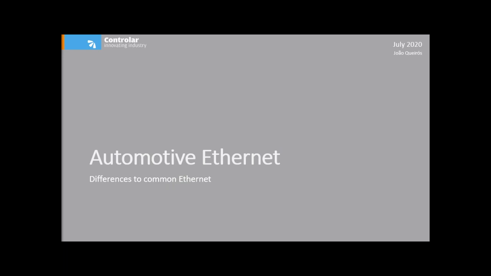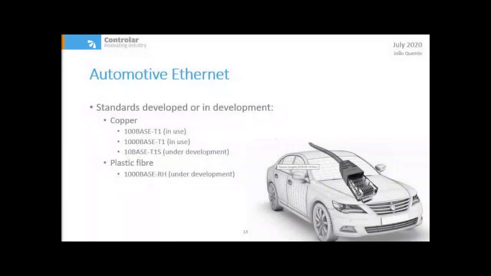Focusing even further, let's talk about Automotive Ethernet. Currently, there are several standards already developed or under development. 100BASE-T1 and 1000BASE-T1 are fully released and in use in the market. 10BASE-T1S is still under development. It's a slower interface, just 10 megabit per second, but the idea is to be used like CAN on a multi-device network. 1000BASE-RH using plastic fiber is also under development for automotive usage. Other standards are being discussed, such as 2.5 gigabit per second and 10 gigabit per second.